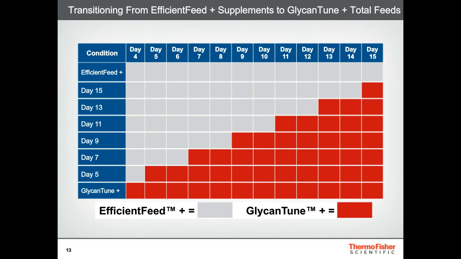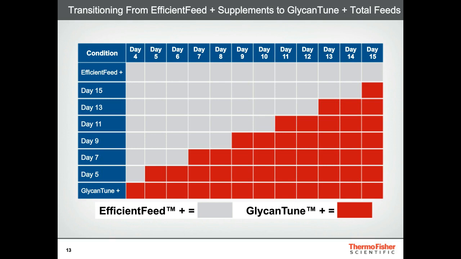This is daily feeding of GlycanTune Plus from days 4 through 15, and this appears as red boxes from days 4 through 15. This consists of only GlycanTune Plus. This will result in maximum galactosylation or a high percentage of G1F and G2F with dramatically reduced percentage of G0F. And what you have in between those two control points are what we call transition points.